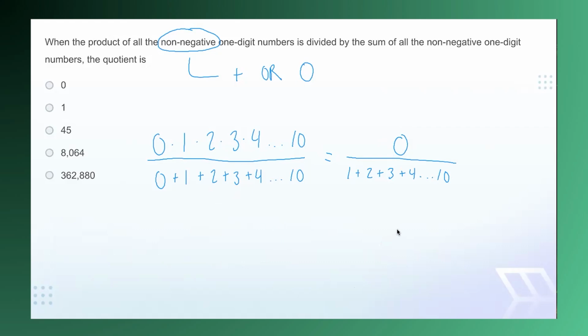Now, at this point, we also know that 0 divided by anything gives a quotient of 0. So it also doesn't matter what 1 plus 2 plus 3 plus 4 all the way up to 10 is, because our numerator is 0, our quotient will be 0. So the quotient of our expression is 0, or answer choice A.